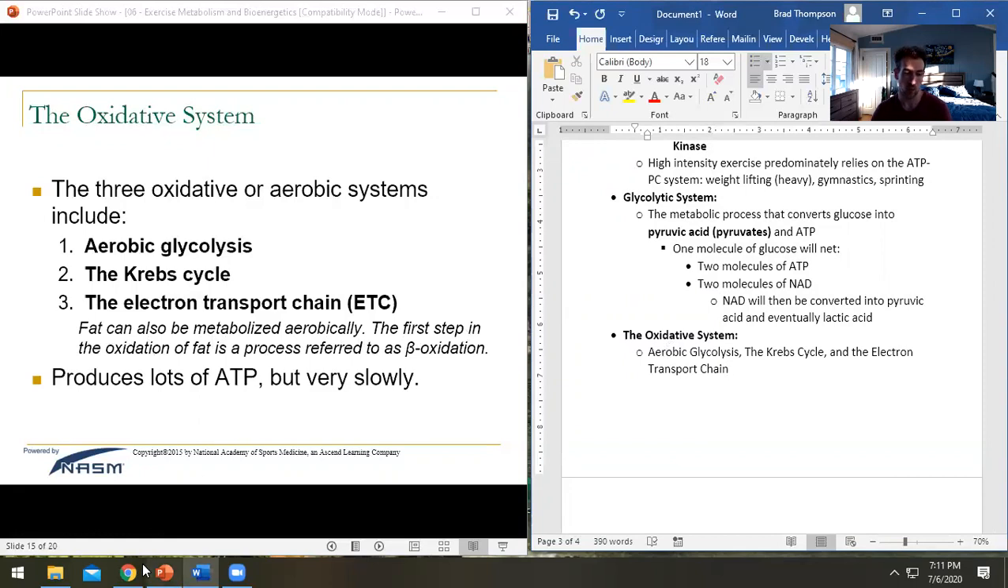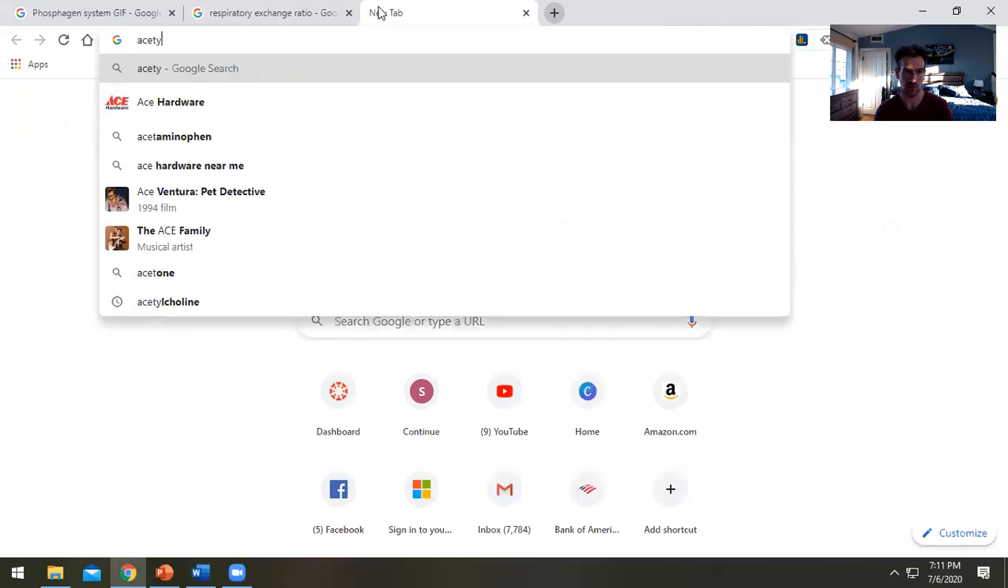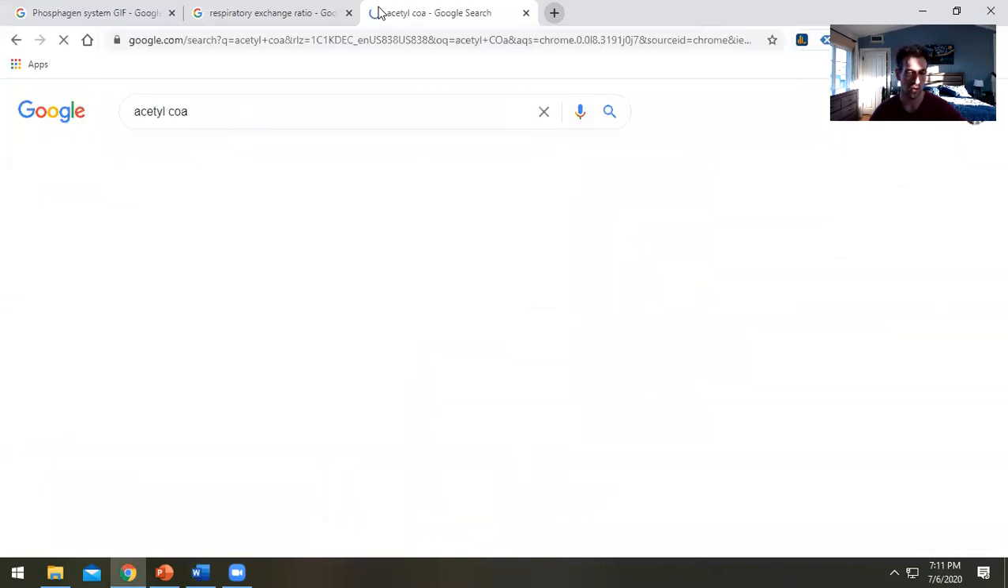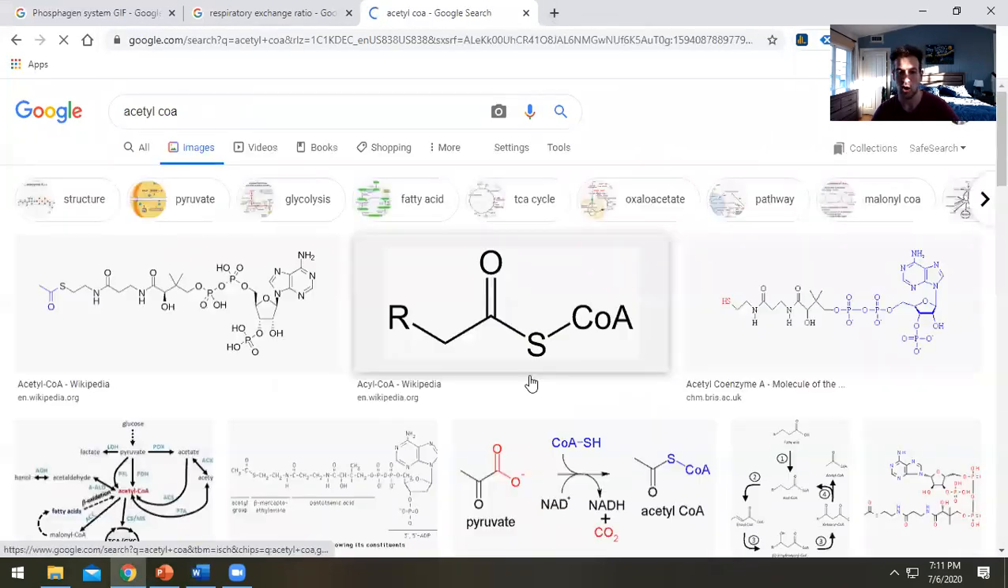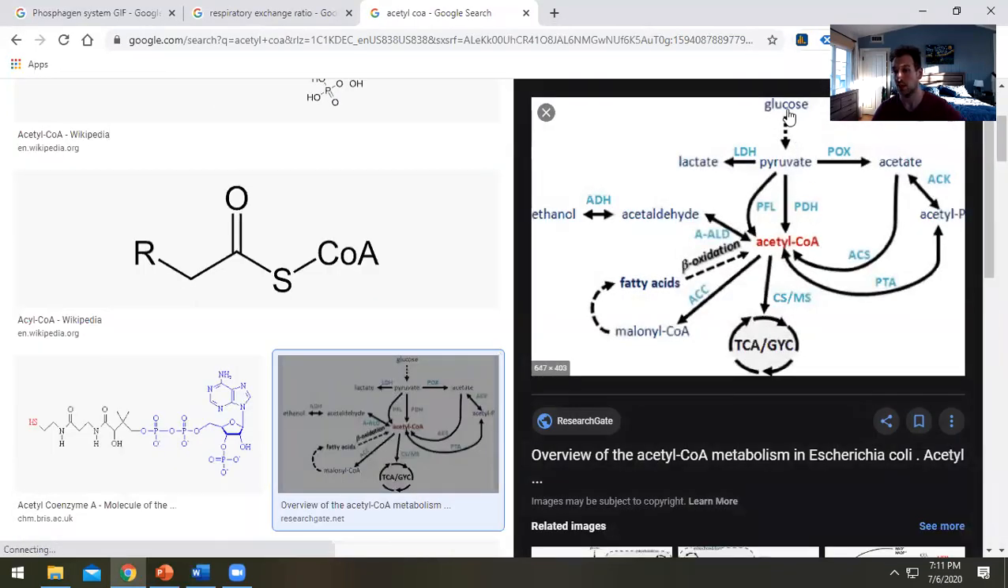acetyl-CoA, which you might remember. Acetyl-CoA is what's going to go through your Krebs cycle, right? So glucose gets broken down into pyruvate, leaving you with lactic acid and acetate, right? And then that becomes acetyl-CoA, right? And now that acetyl-CoA will go through the Krebs cycle.